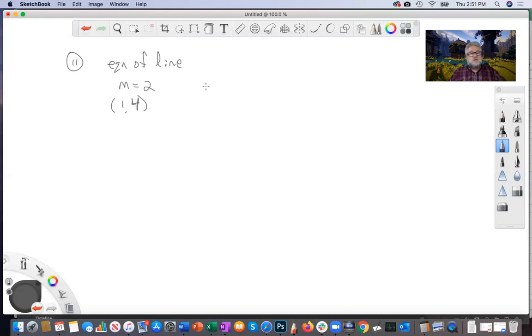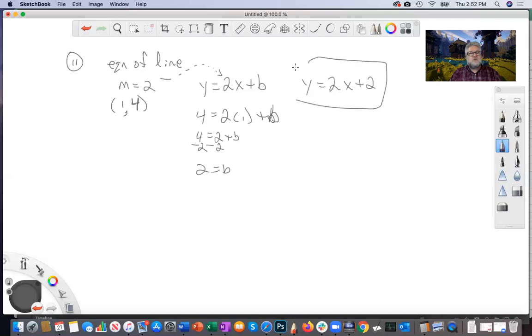Well, that's easy. Y equals 2x plus b. We don't know what b is, but we know the slope was 2, so I nailed that. But now, how do we get b? I got to plug a point that I know is on this line into this equation to solve for b. So I'll use this one. 4 equals 2 times 1 plus b. So 4 equals 2 plus b. I subtract 2. 2 equals b. So now I can write the equation: y equals 2x plus 2. This is the equation of the line that satisfies this requirement. Okay?